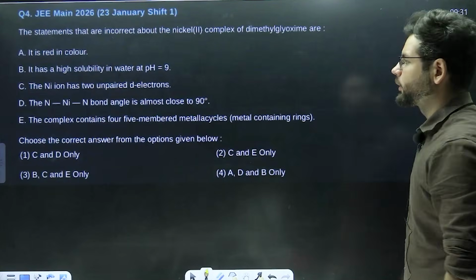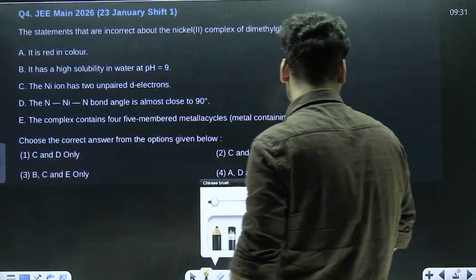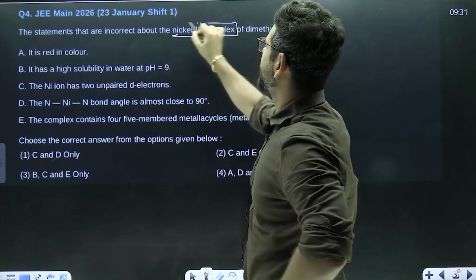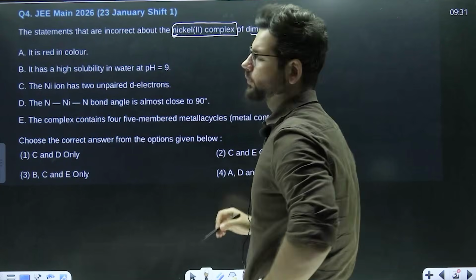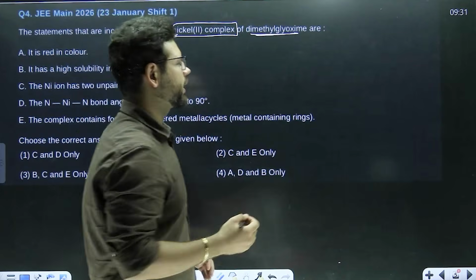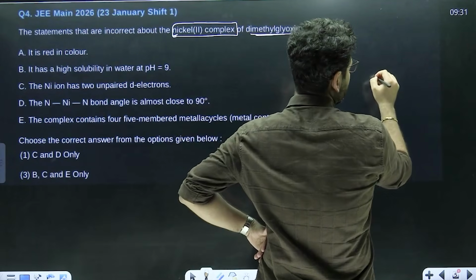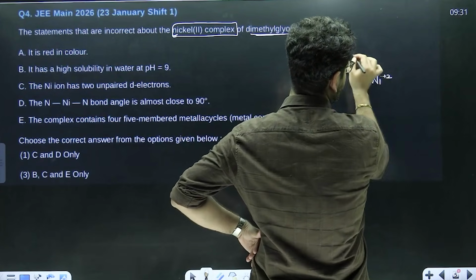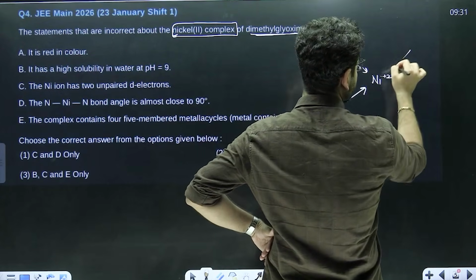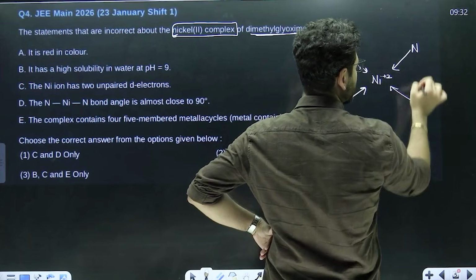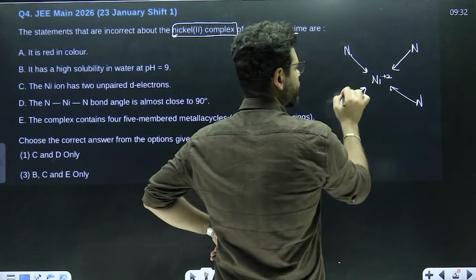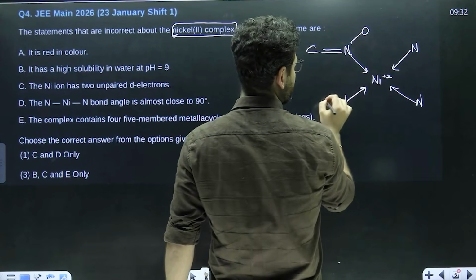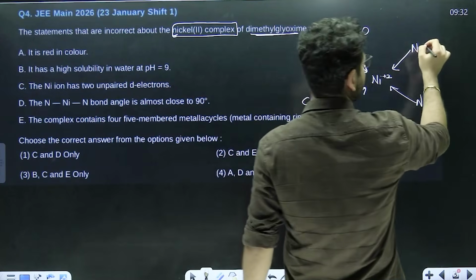Moving to the next one. Next is a very important, nice question, and it has been asked in NEET as well before. Let's look at it. Nickel 2 complex with dimethyl glyoxime. Most important complex, this is for your practical chemistry part as well, where nickel plus 2 is complexed with 4 nitrogens as a square planar geometry. Nitrogen, nitrogen, nitrogen, nitrogen. Dimethyl glyoxime. Glyoxime means C double bond NOH. C double bond NOH.